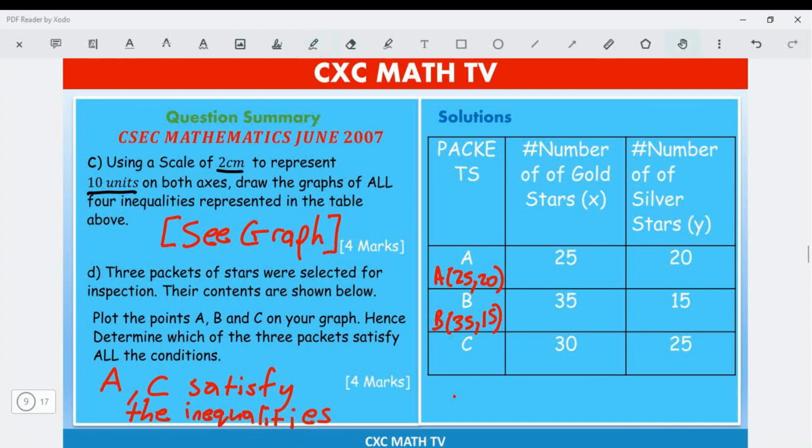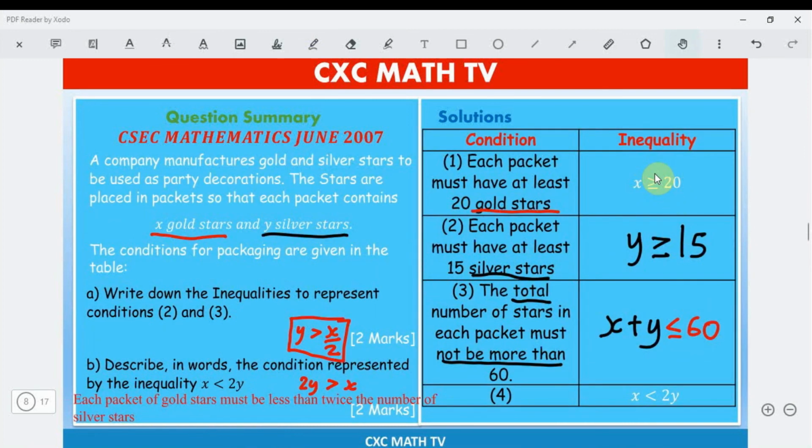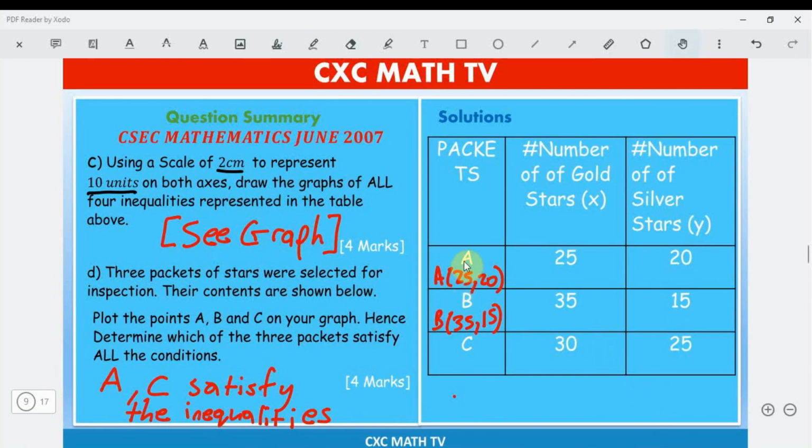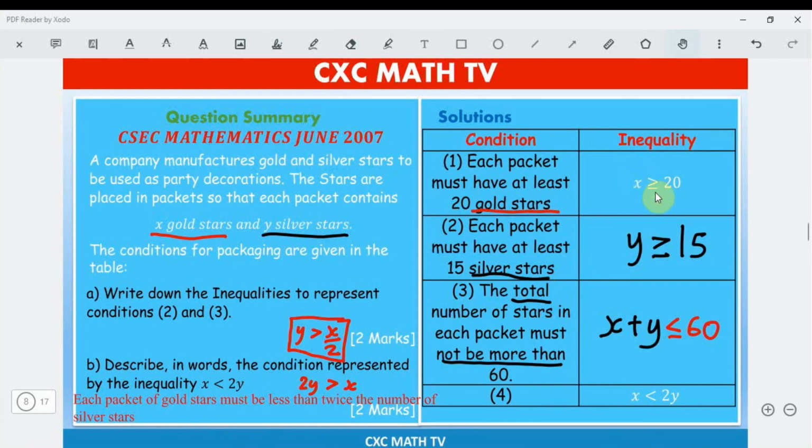Alright? Really nice. Now you don't even have to use the graph, you know. They're telling you to determine from your graph, but look at this. You can use the three inequalities and see if it satisfies. At point A, x is 25, right? Is 25 bigger than 20? Yes. A is the point (25, 20). Is the x value 25 bigger than 20? Yes. The y value is 20. Is 20 bigger than 15?